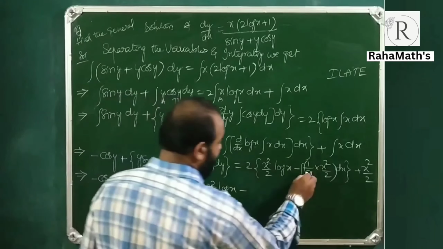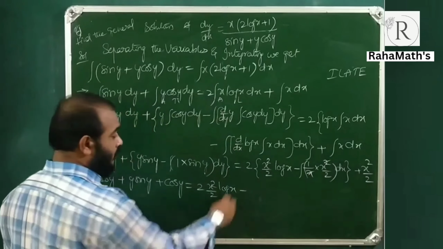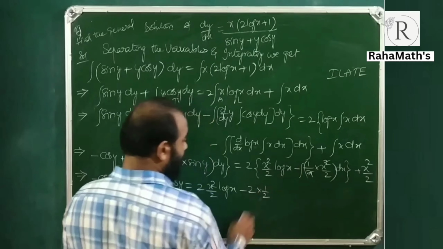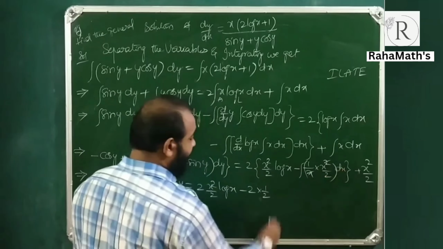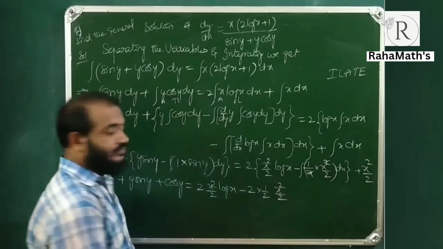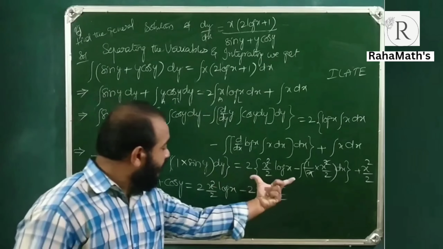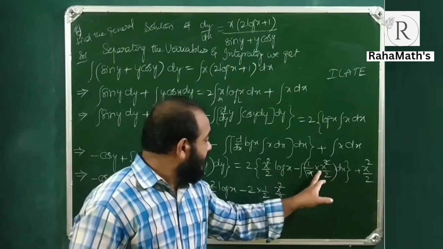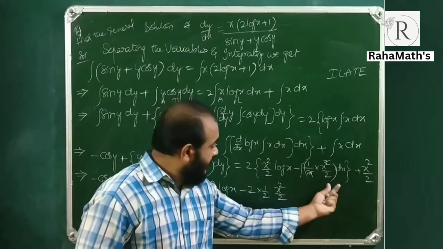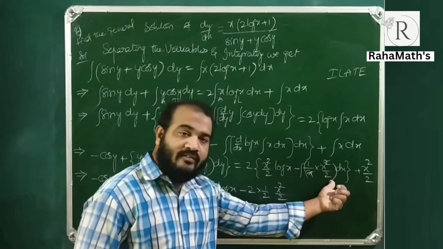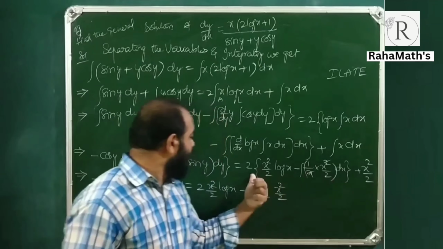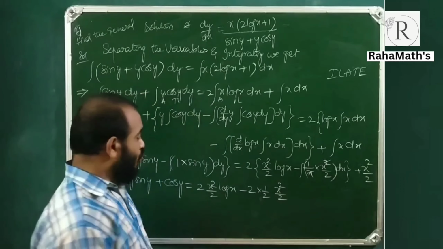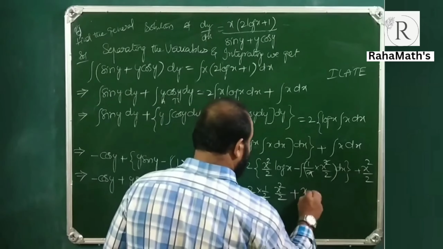Minus this and this gets cancelled. So 2 into this is into 1 by 2. Now integral x dx is x square by 2. So 2 is multiplied with this minus this is integral x by 2 dx. In that x by 2, 1 by 2 I have separated. 1 by 2 into 2 is this. Integral x dx is x square by 2 plus x square by 2.